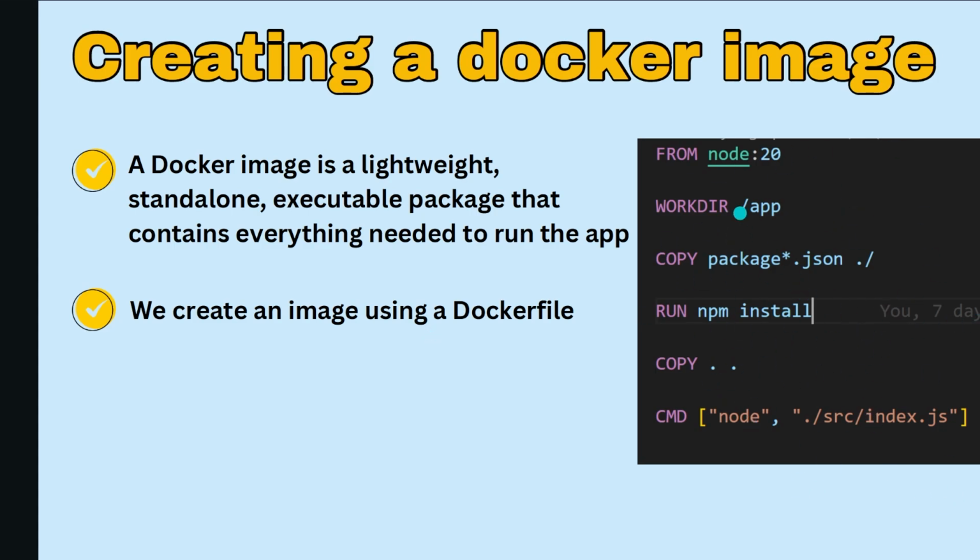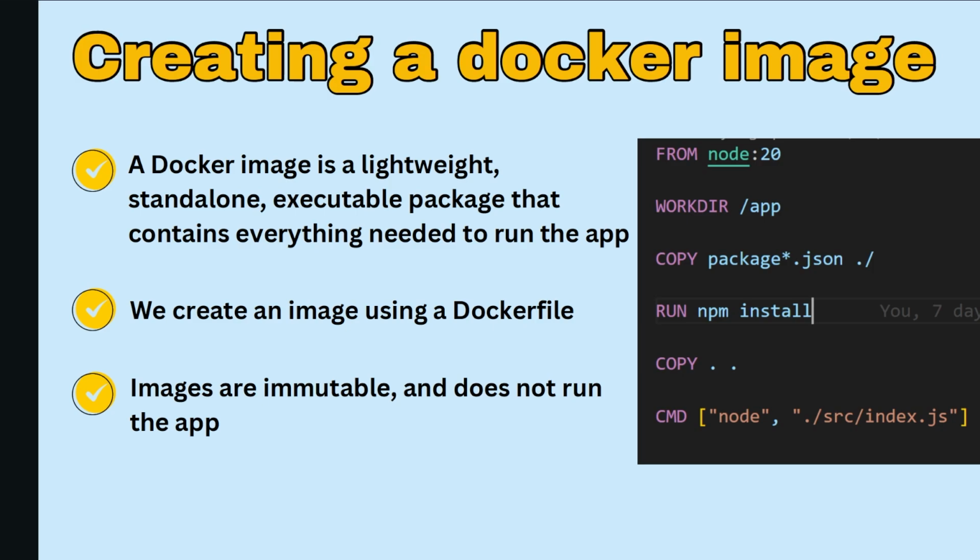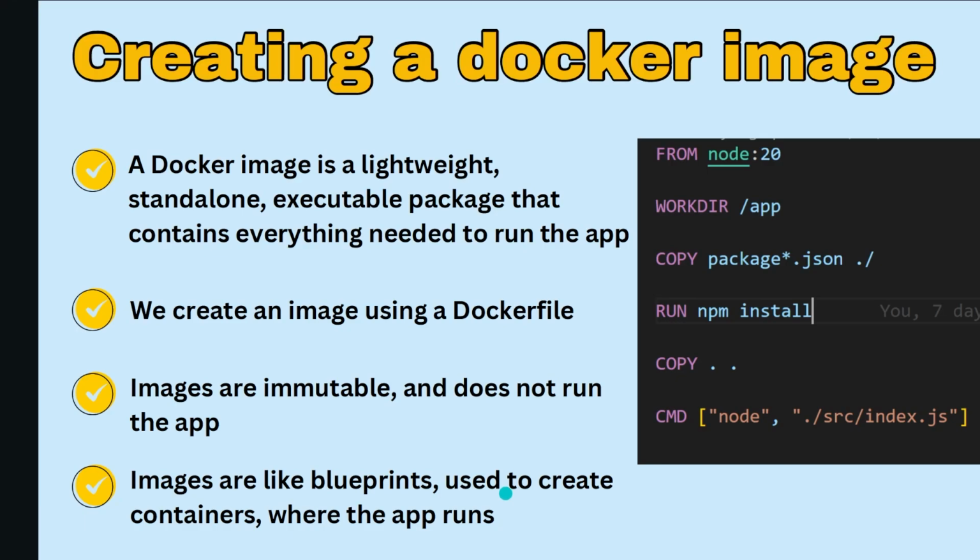It's basically a set of instructions or commands in a file that is used by Docker to create the image. Once an image is created, it can't be changed, so images are immutable. Every time we make changes to our code, we have to create a new image from that code. We can't go and change an existing image, as that's not how Docker works. And the image itself does not start and run the app. It merely contains the instructions on how to do that. So again, you can think of images like blueprints that are used to create containers, and a container is where the app actually runs.